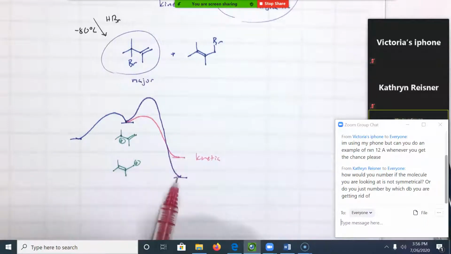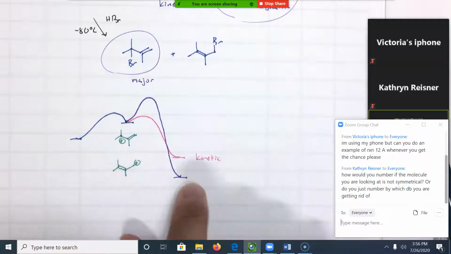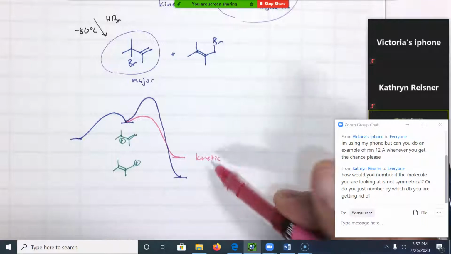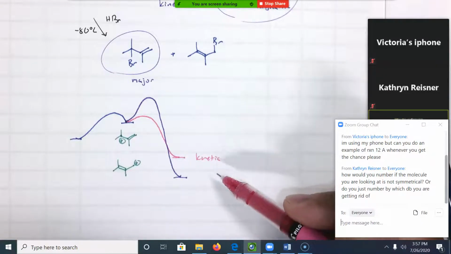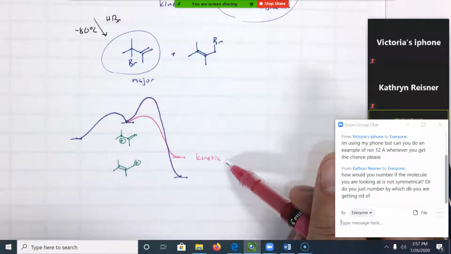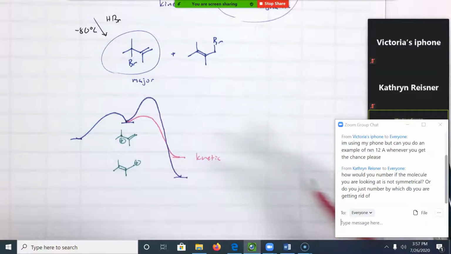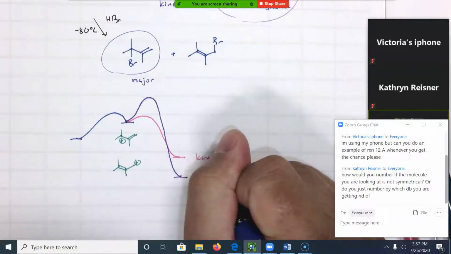The thermodynamic is so low in energy that even at high temperatures, you can't get over the hill backwards. This hill is stupendous. It is so high, you can't go backwards. So you actually get trapped. So both of these, you could get trapped. If you're at low temperature, you get trapped in the kinetic. If you're at high temperature, you could equilibrate, but you'll still get trapped now at the thermodynamic. So this is the thermodynamic.